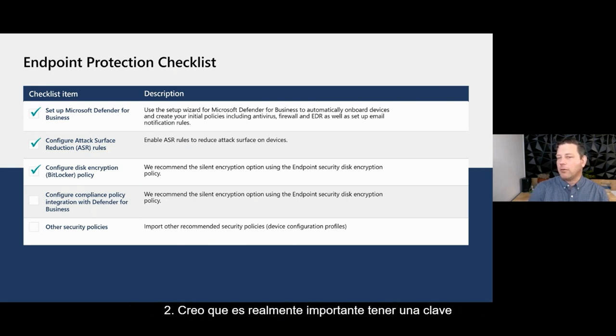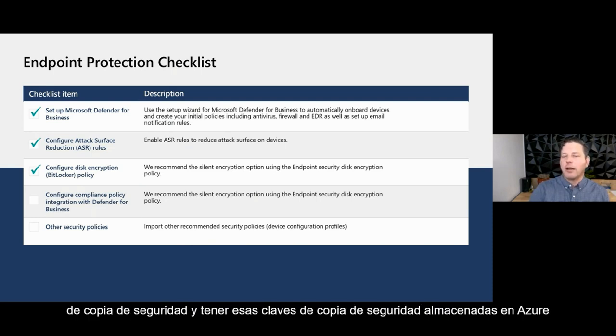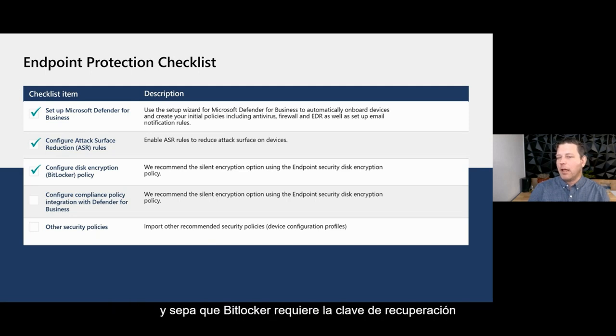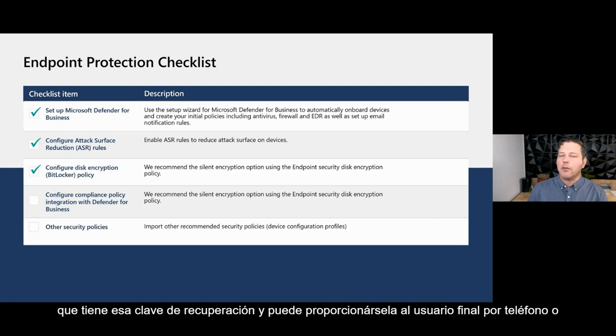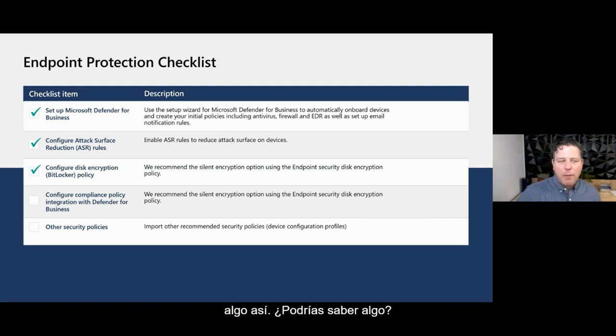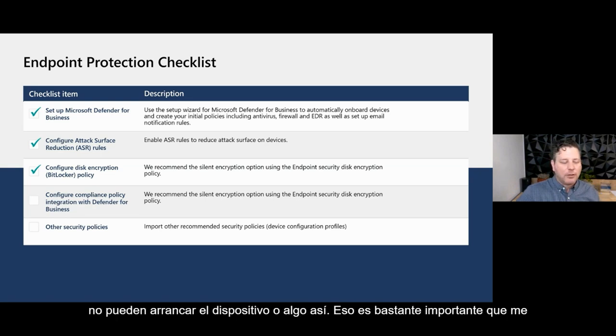Number two, I think it's really important to have backup keys and have those backup keys stored in Azure Active Directory. So should something happen, they change their hardware and BitLocker requires a recovery key, you have that recovery key and you can provide it to the end user over the phone or something like that. Should something happen with the encryption where they can't boot the device, that's pretty important. I like to set that all up in the policy so it's done properly. I don't have to worry about it, and it just works.